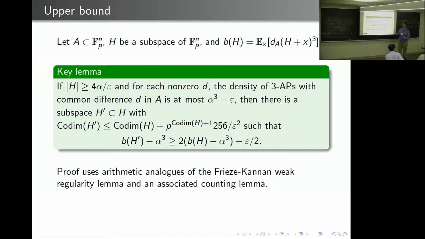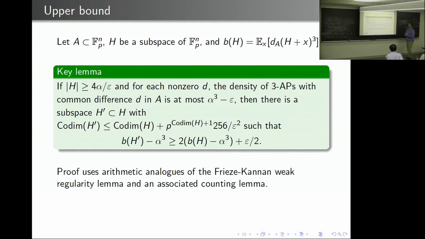Yeah, so what you get in the end is a subspace H so that the average density of 3-term arithmetic progressions with common difference in H is going to be at least alpha cubed minus epsilon. So you're going to find a subspace where the average value is at least alpha cubed minus epsilon. And then if you want to give up another epsilon there, you get a huge fraction of those elements. So there's going to be a big subspace where a substantial fraction of those D inside that subspace will work.